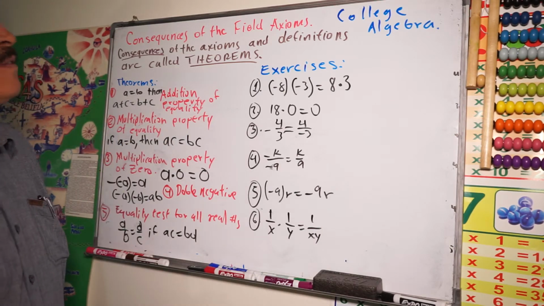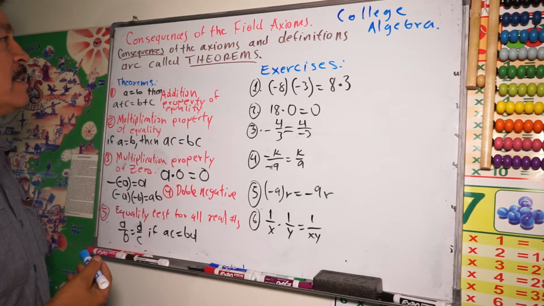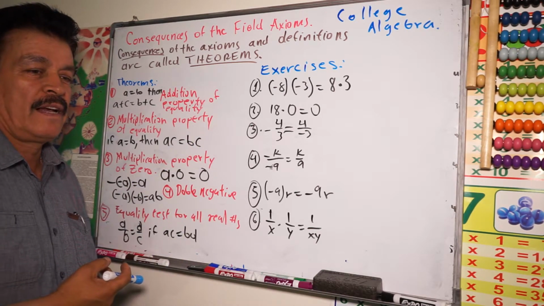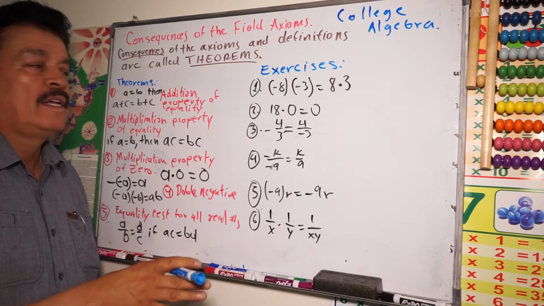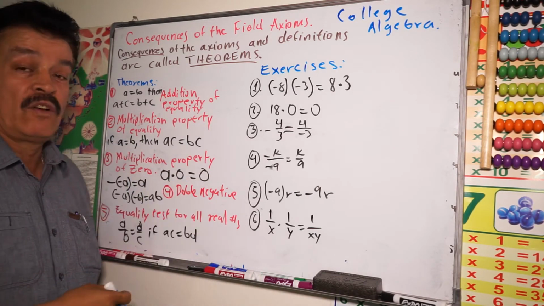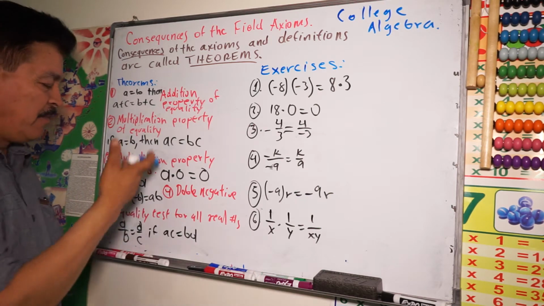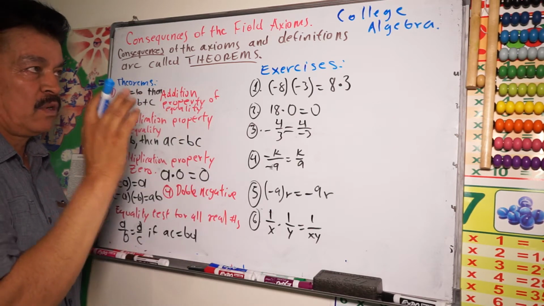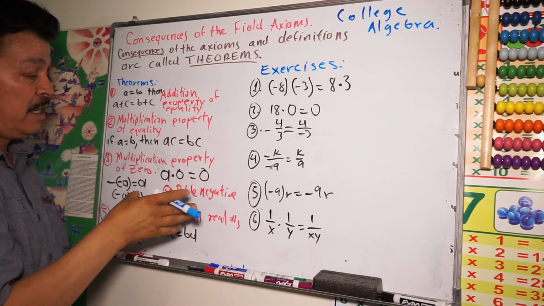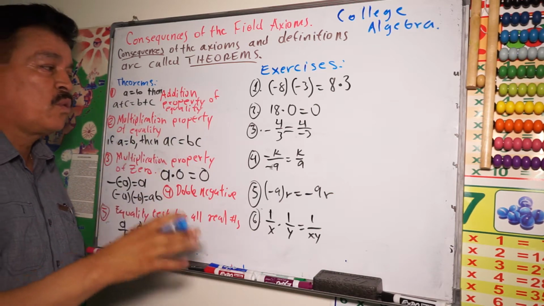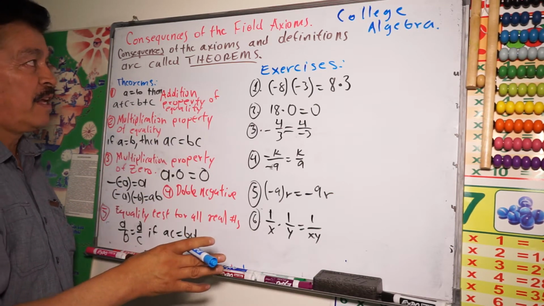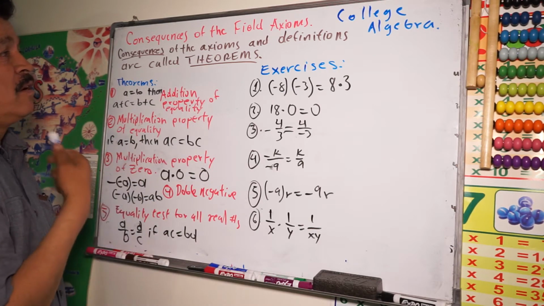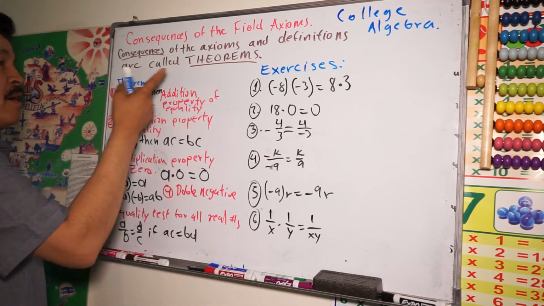Belong to college algebra. I'm going to teach you the consequences of the field axioms. This topic just explains some concepts, rules, and laws for the real numbers. We have 5 different rules, 5 different properties that we are going to apply in college algebra in the future. Here I'm going to show you what those rules, laws, or properties are for the real numbers.